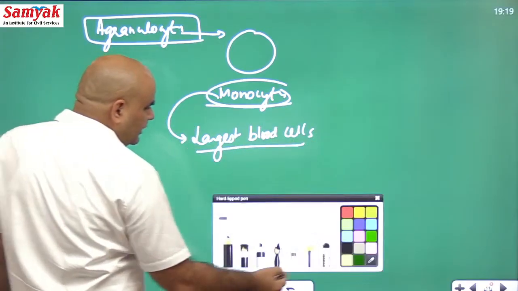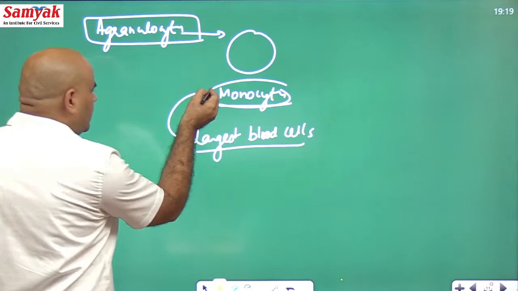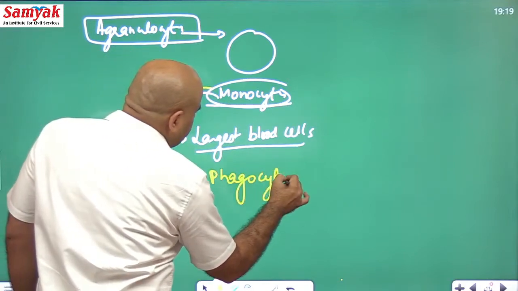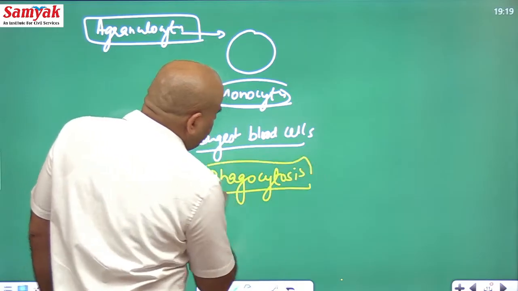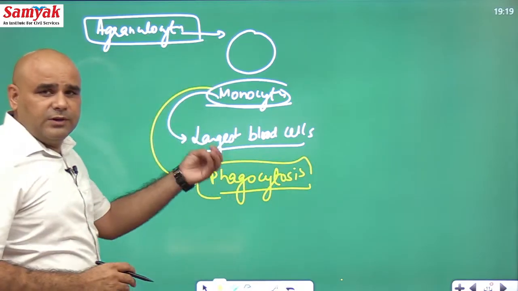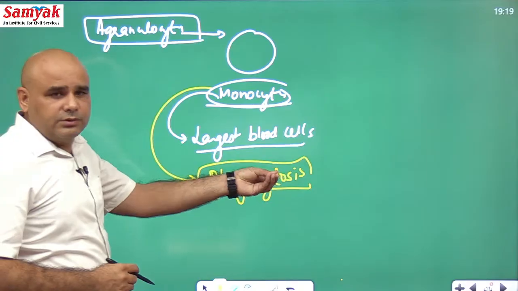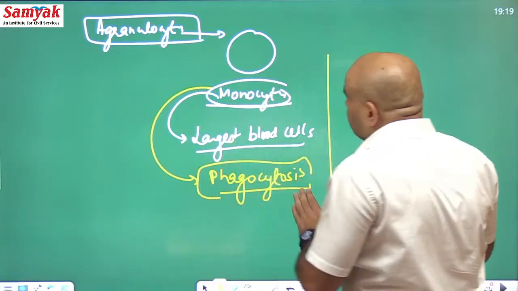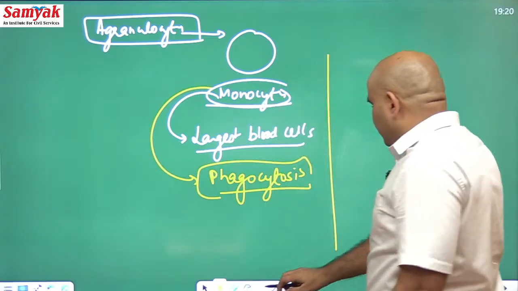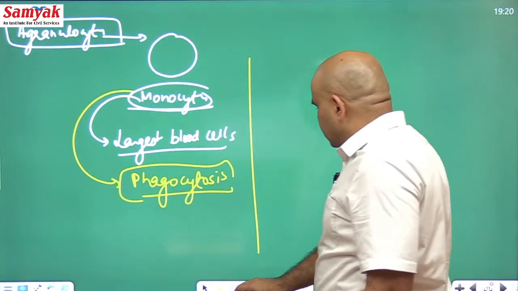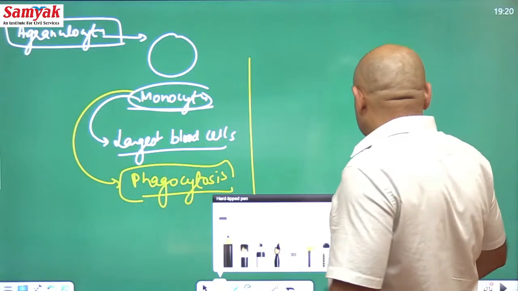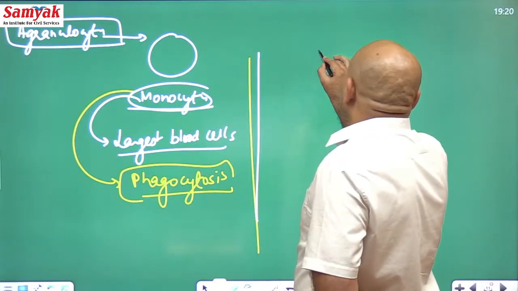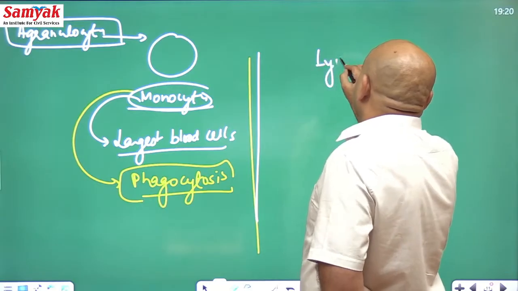Second thing, monocytes are responsible for one of the most important function named as phagocytosis. They are famous for their actions related to phagocytosis. You know very well what is phagocytosis. I told you about the phagocytosis. And second type of agranulocytes are very important. They are lymphocytes.